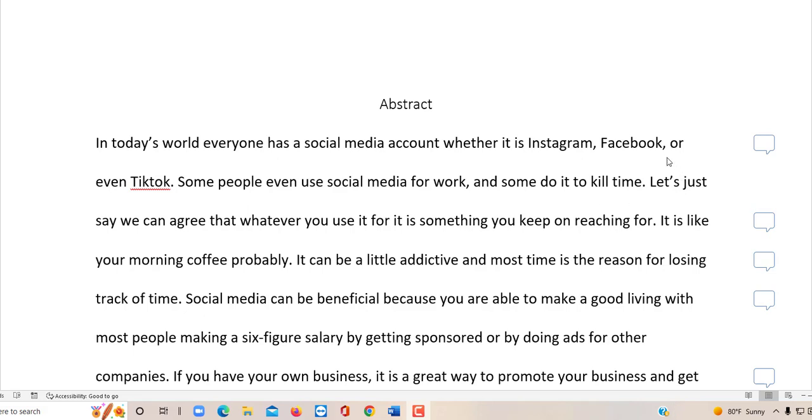So she needs to get rid of "let's just say we can agree that whatever you can use it for, you keep on reaching for." So we get rid of this entire sentence because it has too much first person case.